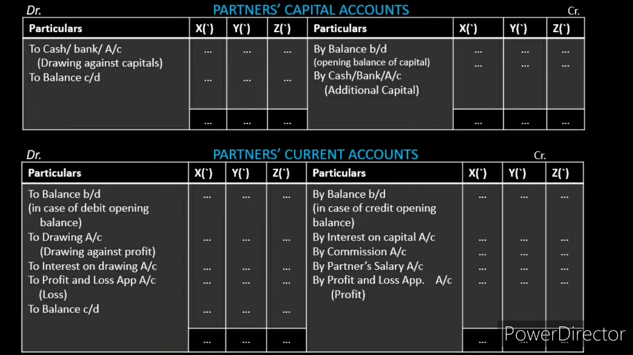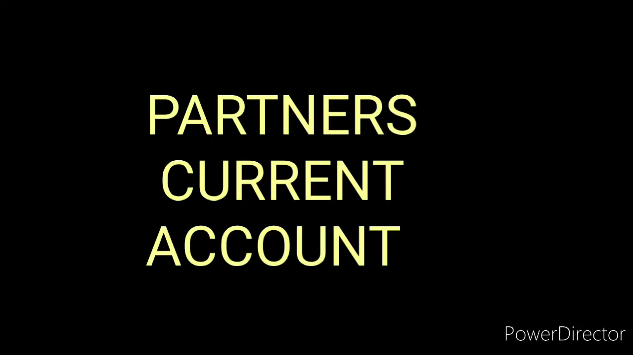So the debit balance capital gets reduced and the capital on the credit side is increased. So this is how a partner's capital account is made. Next is the partner's current account.